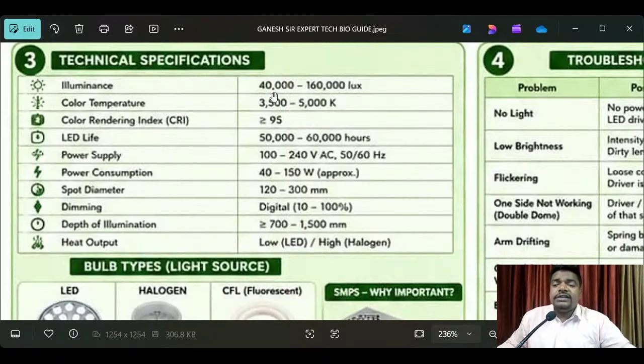What is the limit? 40,000 to 1,60,000 lux is important, because lux is the intensity of light, the measurement of light. So how much illumination should there be? Minimum 40,000 to 1,60,000, as per the NABH standard. We have to maintain it, and by using a lux meter we have to check everything. I hope it is clear now.